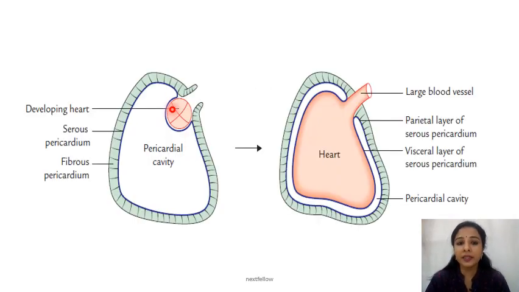Now the development: as I said earlier, this is the fibrous pericardium, the green one, which is not invaginated. The developing heart tube invaginates the serous pericardium, making it double layered. Initially this is the large pericardial cavity. It gets thinned out surrounding the heart, forming a thin potential space. So the serous pericardium is the reflected one, and the fibrous pericardium is along with the heart.